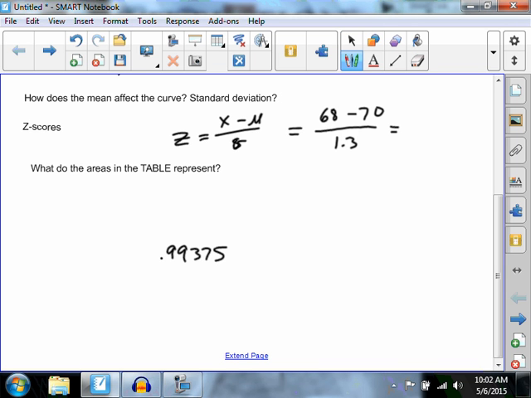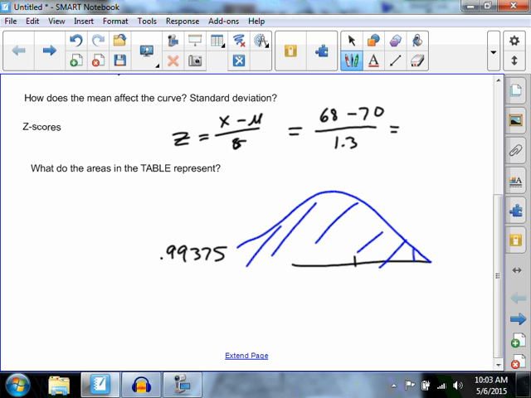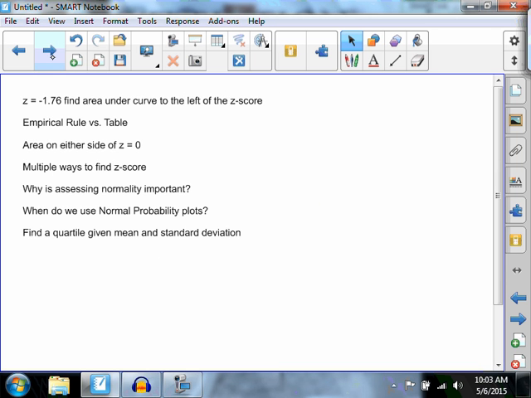0.99375, whatever, what that area means is that's the percentage of the stuff that lies to the left of a certain z-score. Okay, that would be a certain z-score, something high like 2 or 3 or something. But it's the area to the left of that z-score. Okay, you need to know that.